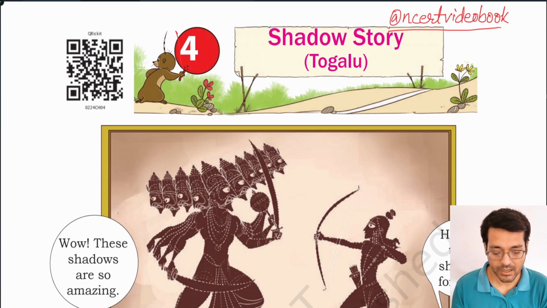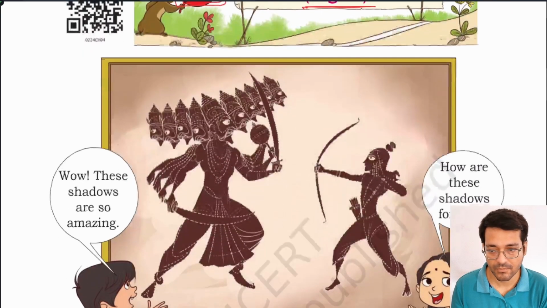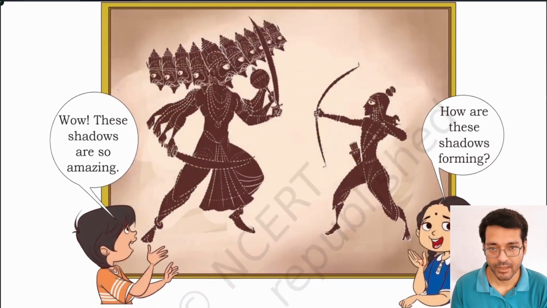Today we are going to start Chapter 4, Shadow Story Togalu. Here a picture of Ravan and Ram is given. After seeing the picture, this boy says, "Wow, these shadows are so amazing." This girl says, "How are these shadows forming?"